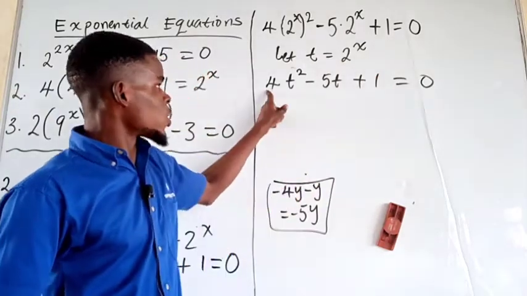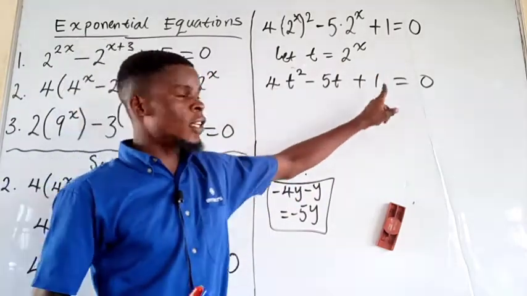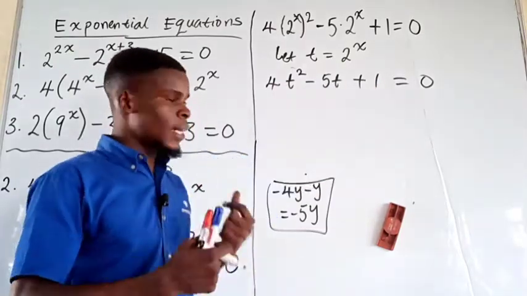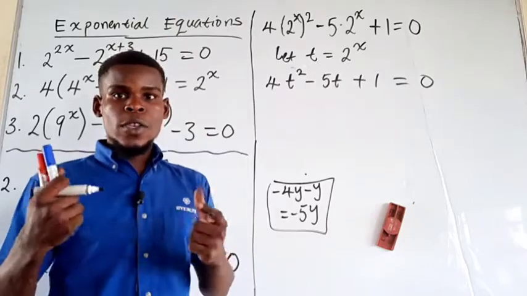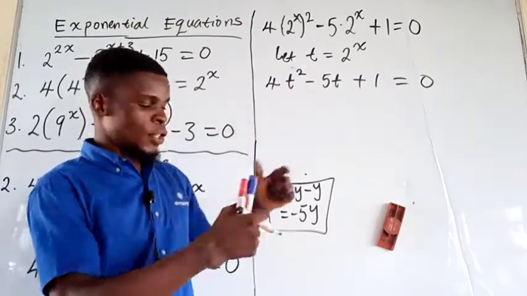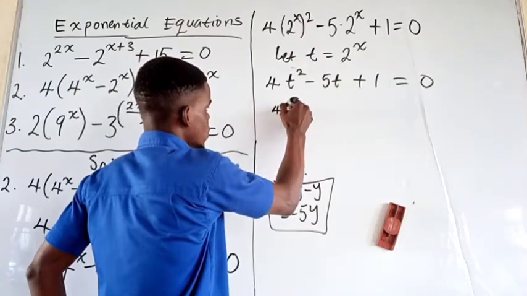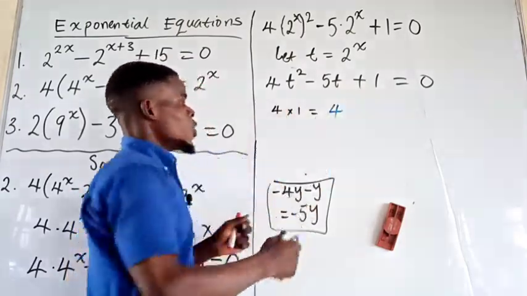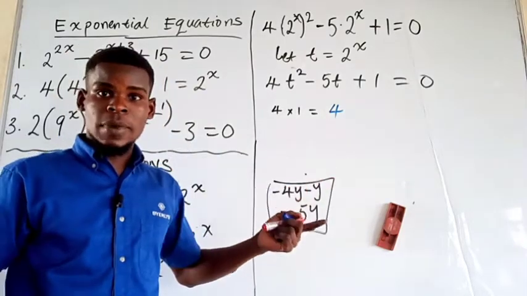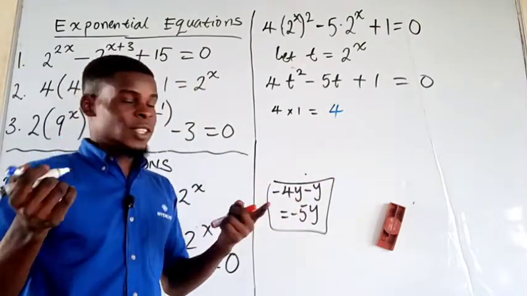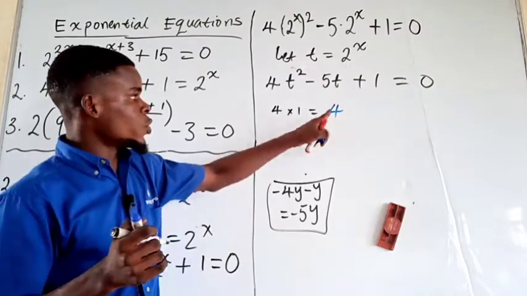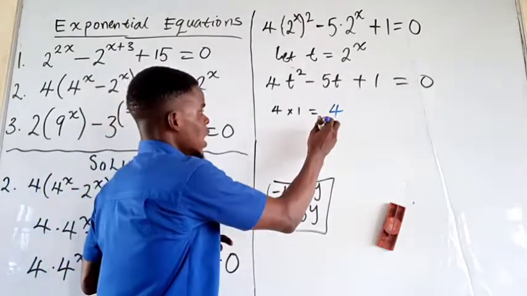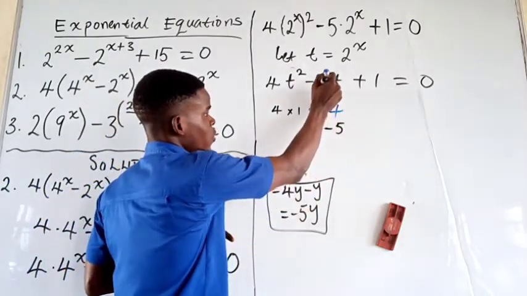What we need to do is to multiply this coefficient of t squared with the constant term. So 4 times 1 is 4. Now, seek two numbers. When you multiply them, you have that result. That is, 4 times 1 is 4. So you seek two other numbers, either same numbers or different numbers. When you multiply them, you are going to have the 4, that is the product of this and this. When you add them together, you are going to have this negative 5, that is the coefficient of this t.